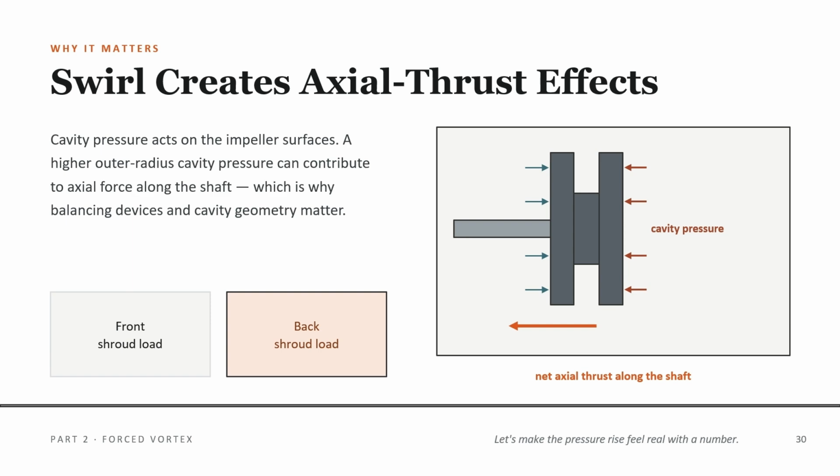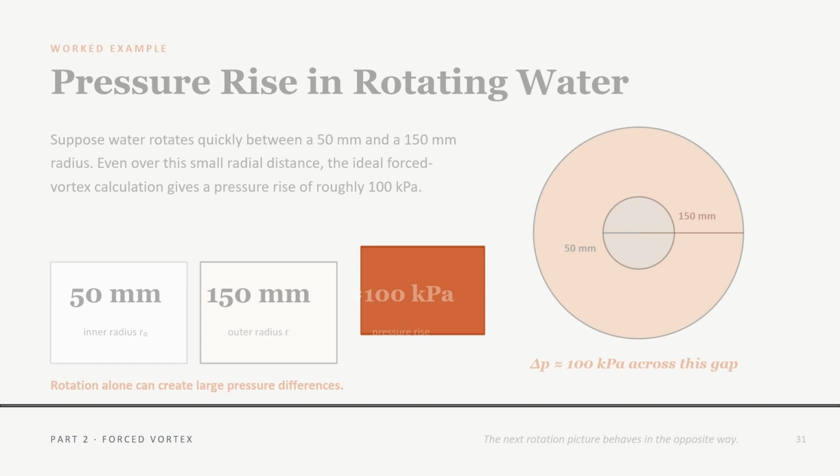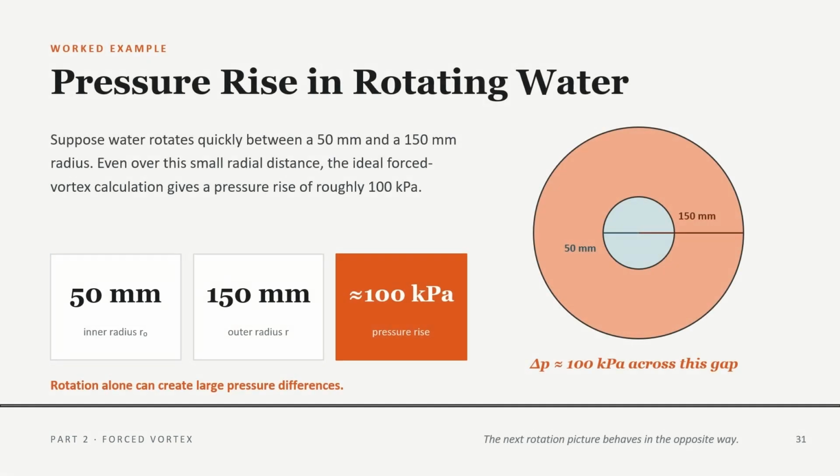Example: pressure rise in rotating water. Consider rapidly rotating water between a radius of 50 millimeters and 150 millimeters. Even over that small distance, the ideal forced vortex pressure rise can be around 100 kilopascals. The exact value depends on speed, but the lesson is clear. Rotating liquid can create meaningful pressure differences over short radial distances.